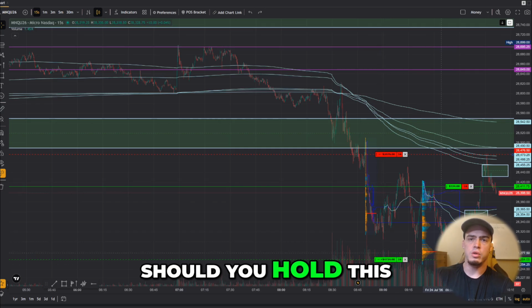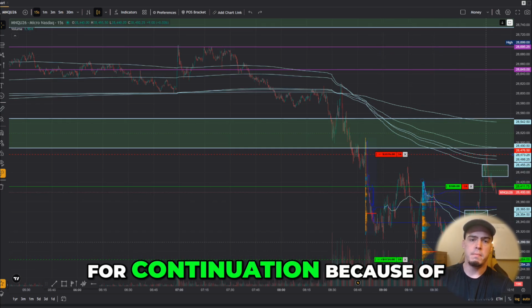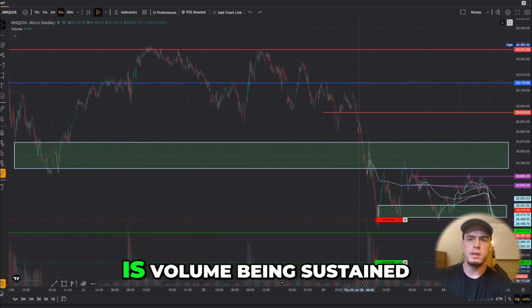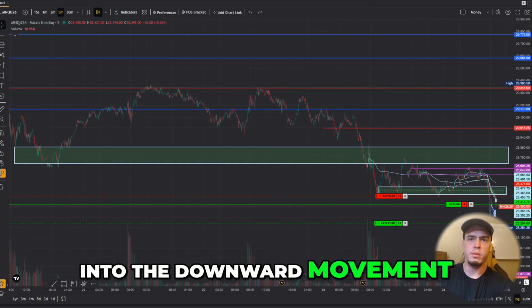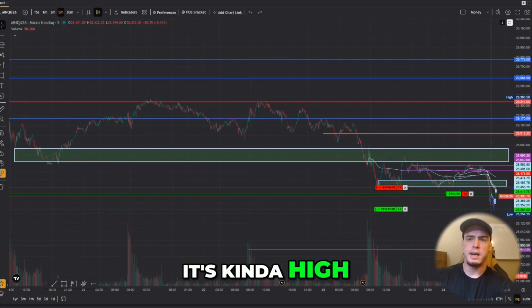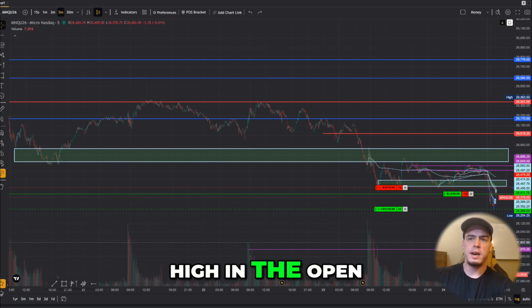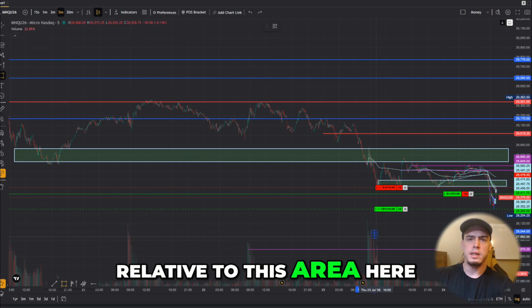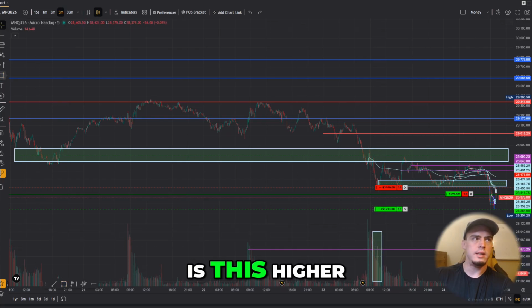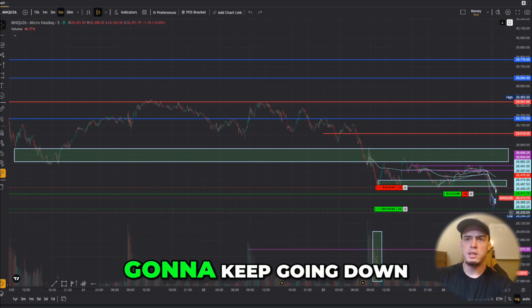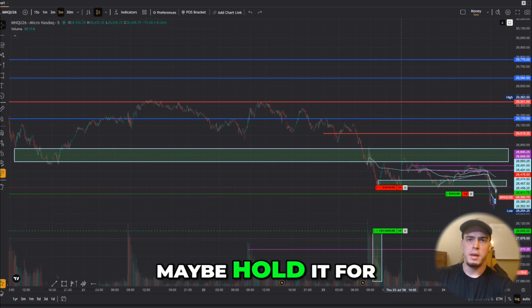Not bad. Should you hold this for continuation? Because of the volume, well, let's check it. Basic concept here, is volume being sustained into the downward movement? And we can say that, yeah, it's kind of high, especially later in the day. So it wasn't that high on the open, but relative to this area here, is this higher? Yeah, it's pretty healthy looking. So we could maybe assume that this is going to keep going down. Maybe hold it for a swing.